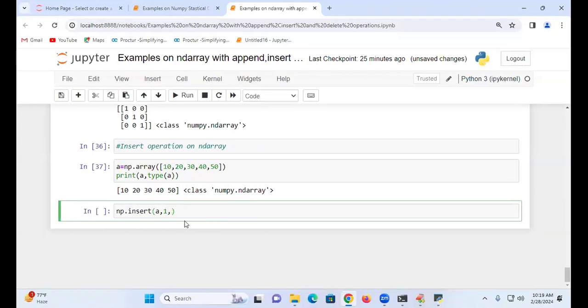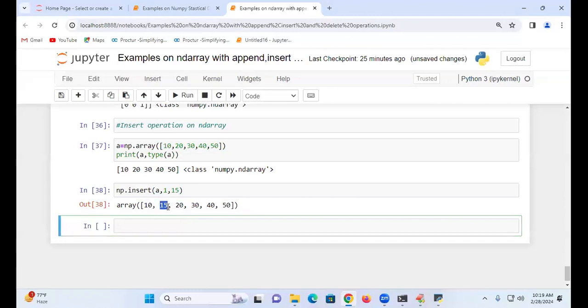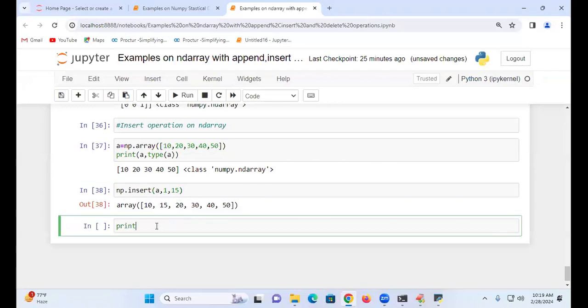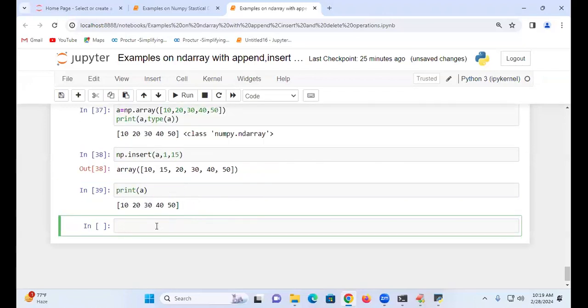I will say the value. Which value do you want to insert? 15 you want to insert. Then what will happen, you see? Is 15 inserted or not? That is in the 1D, which is very simple. And when I print this A once again, it is as good as original data only that will come.